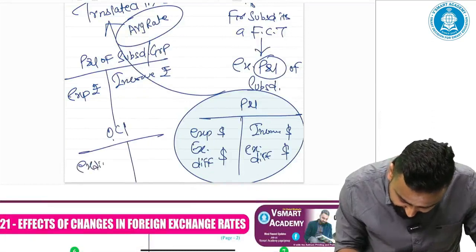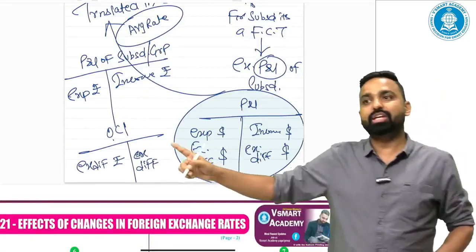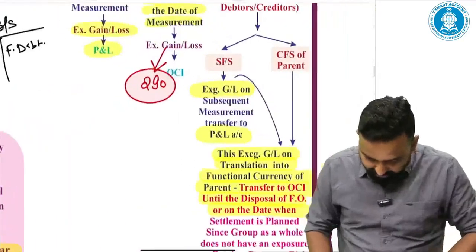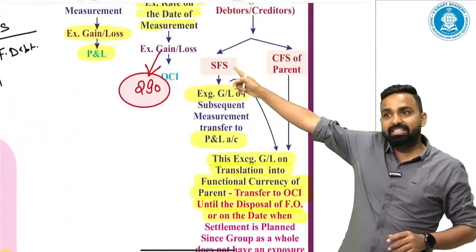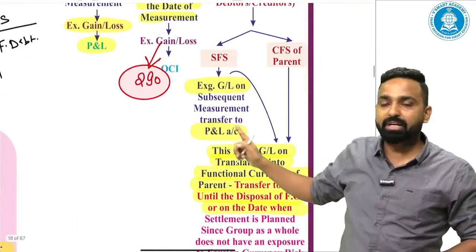So the exchange difference here you will write in the OCI. This is the only rule. So what is the rule? See, the exchange difference under the SFS, SFS means the individual financial statements of the subsidiary, will be captured under P&L only.